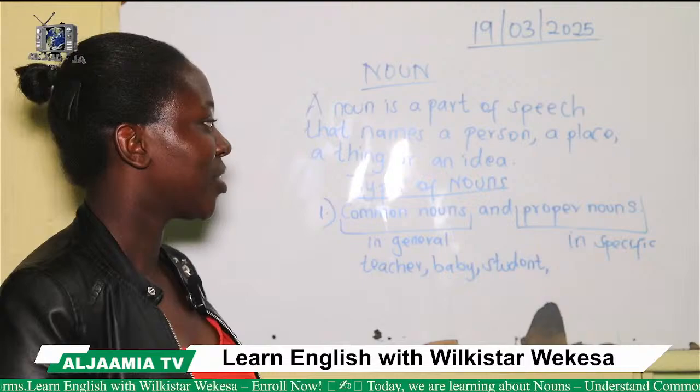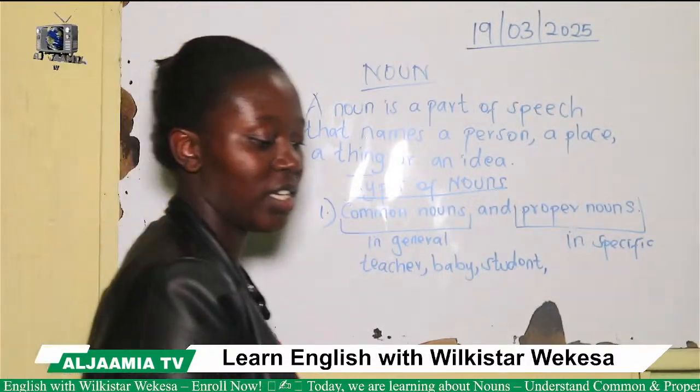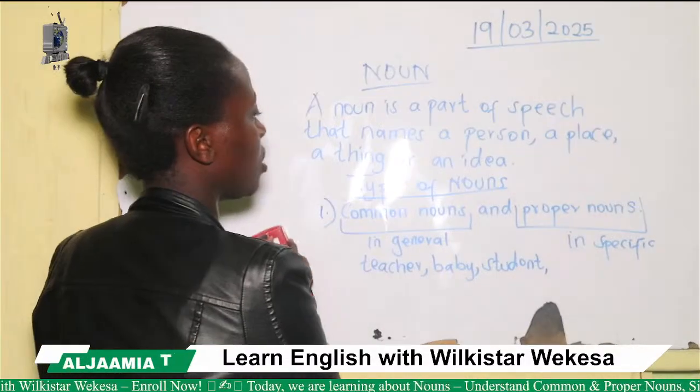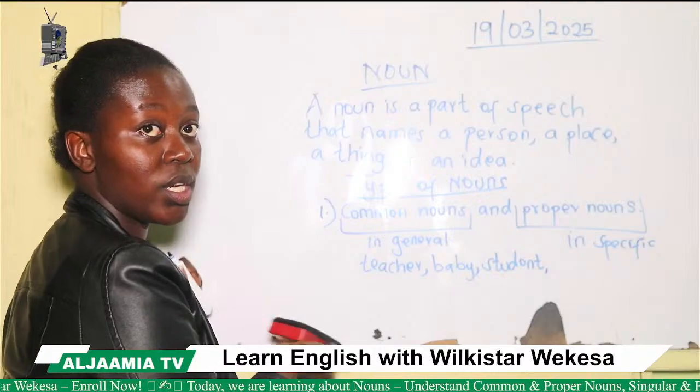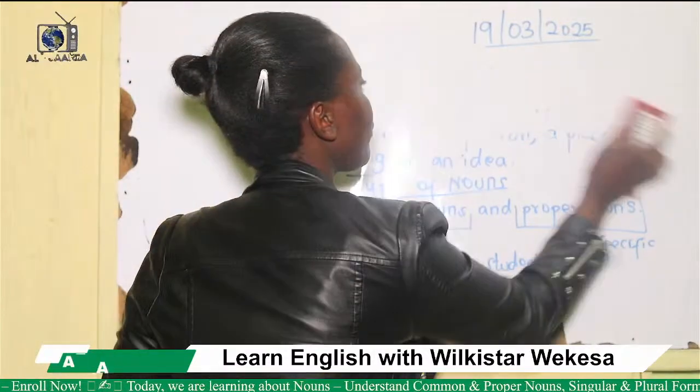Are we together? Yeah. So number 2, we have another type of nouns. So that is number 2. So I'll wrap this one and then you will follow me.